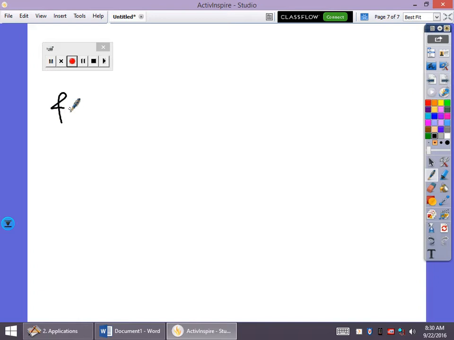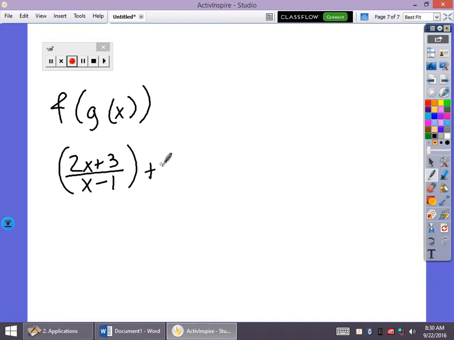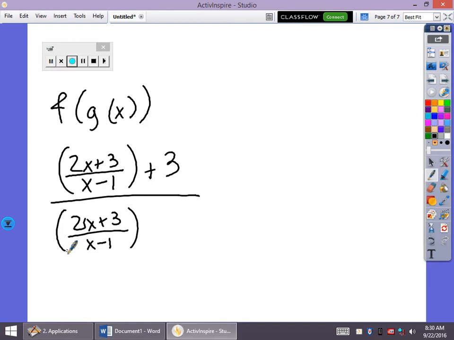I'm going to start with f of g of x, and it should look like this. 2x plus 3 over x minus 1 plus 3 over 2x plus 3 over x minus 1, and then it is minus 2. Okay. Now this gets complicated. You cannot cancel because this is a whole item together.